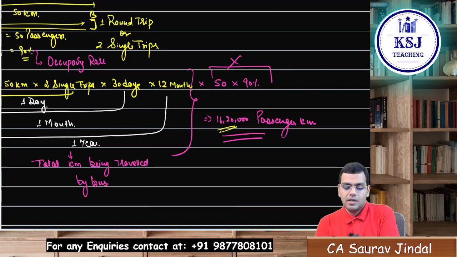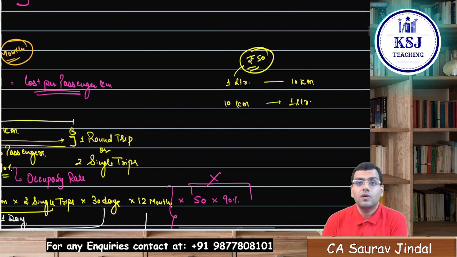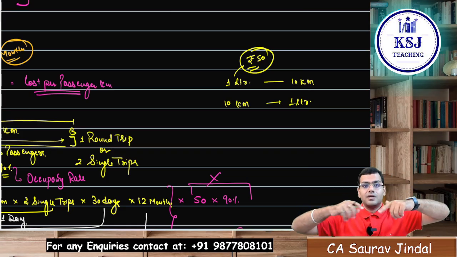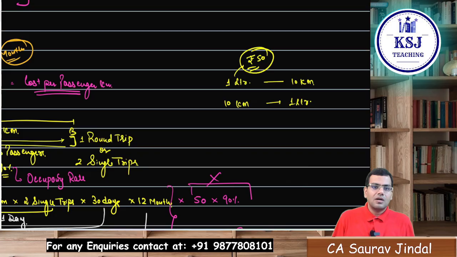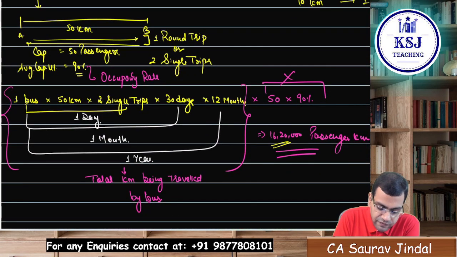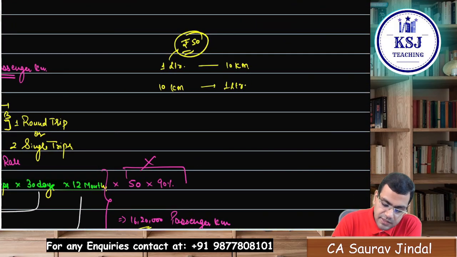No sir. 16,20,000 is the passenger kilometers. Are your passengers going to drink that fuel? Is the fuel cost going to be there on the passengers? No sir. The fuel cost is dependent only on the running of the bus, whether the passengers are there or not, doesn't matter, right? So your fuel cost will be for which period? For this part only. Clear? How much, sir? 100 into 30 into 12, that is 36,000 kilometers.